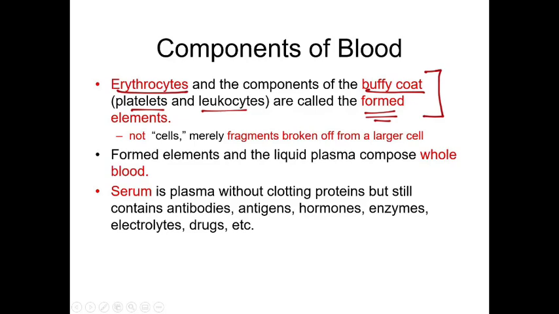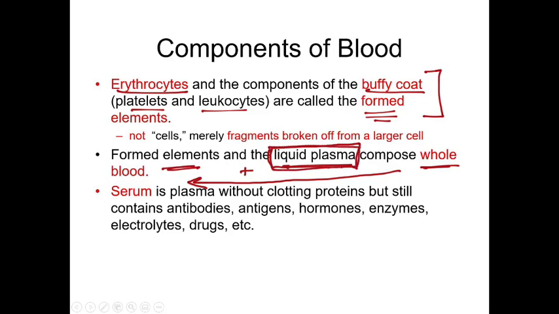When you take those formed elements and you add the plasma, that's whole blood. So when you go to the Red Cross and you give blood, you're giving whole blood. They're taking everything. You can also go to the plasma center, and they're only taking plasma. So they're going to take whole blood. They're going to return the blood cells to you, the formed elements, and they are going to capture the plasma.